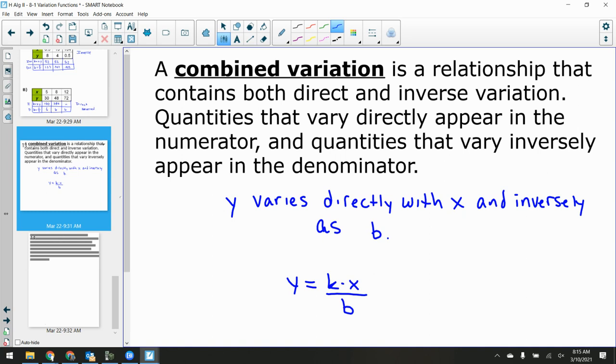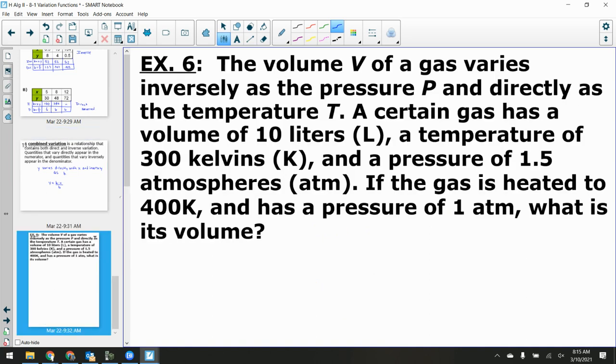So let's take a look here. The volume V of a gas varies inversely as the pressure P and directly as the temperature T. A certain gas has a volume of 10 liters and a temperature of 300 Kelvin and a pressure of 1.5 atmospheres. The gas is heated to 400 Kelvin and has a pressure of 1 atmosphere. What's its volume? Okay, we're going to take this piece by piece. The first piece is going to tell us the exact equation, just variables that we're going to write.